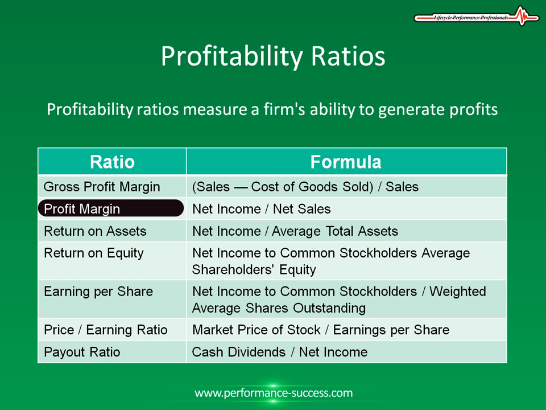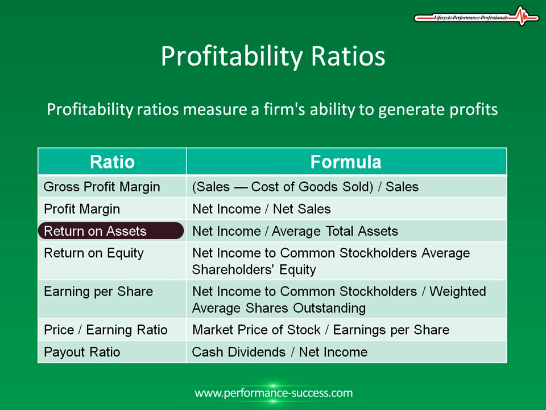The third ratio is return on assets. This is net income divided by average total assets. Return on assets, or ROA, measures the efficiency with which your company is utilizing its assets to generate net income.